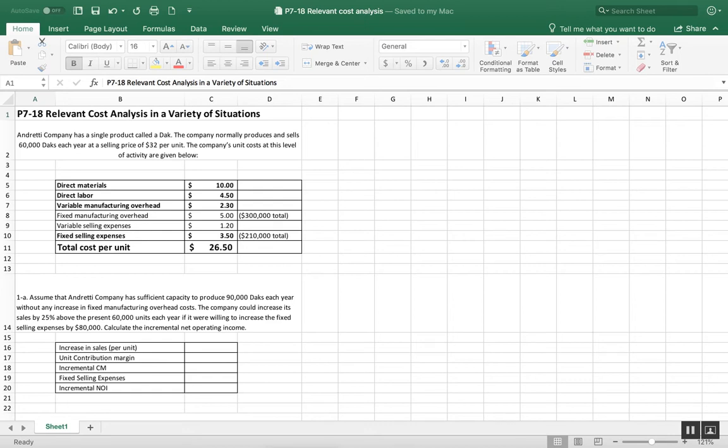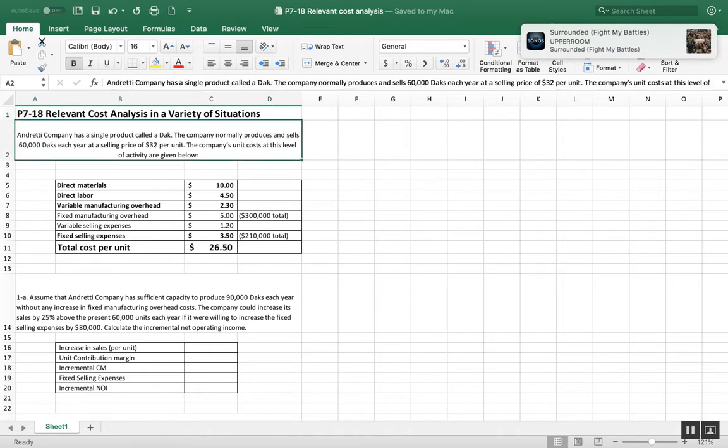Hi, this is an explanation of problem 7-18, which has to do with relevant cost analysis in a variety of situations, and it covers pretty much all of the major learning objectives from Chapter 7, so I thought you'd appreciate an overview. It really deals with a lot of the different kinds of decisions that might be made with respect to the cost. So we're going to try to figure out which costs are relevant and what to do with those. So this is a situation.